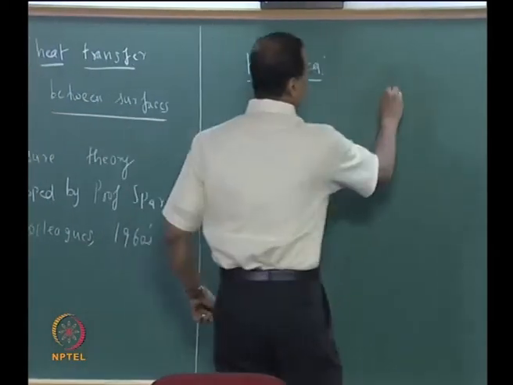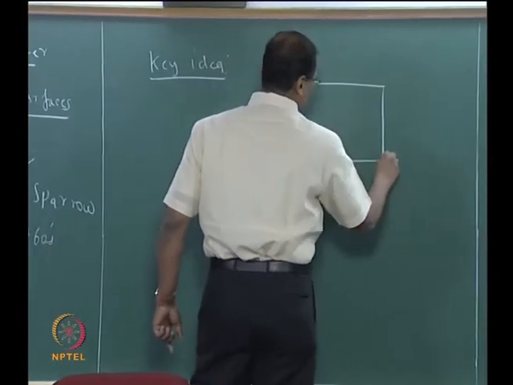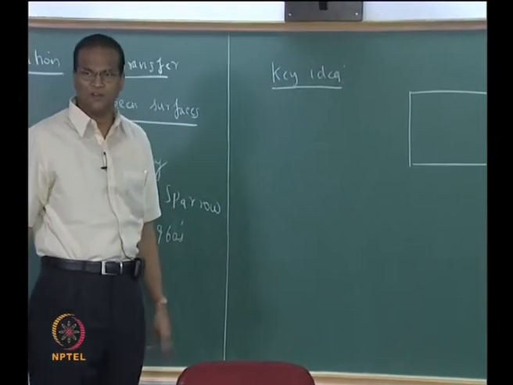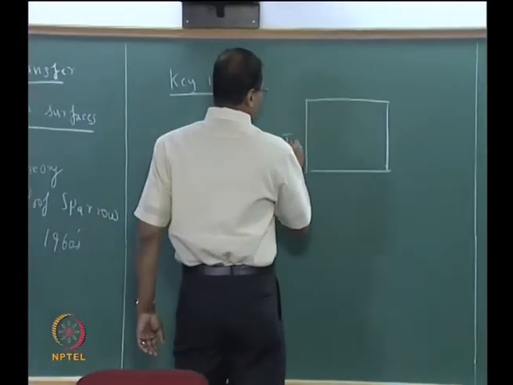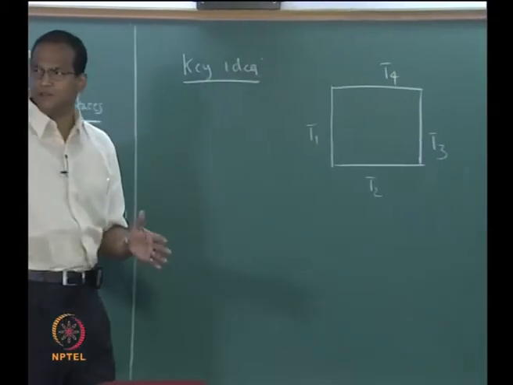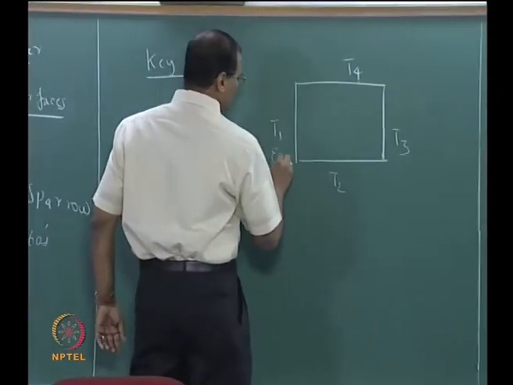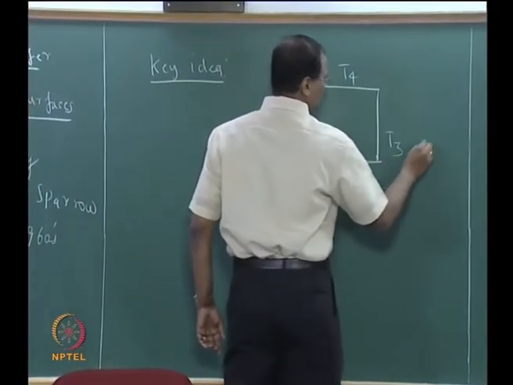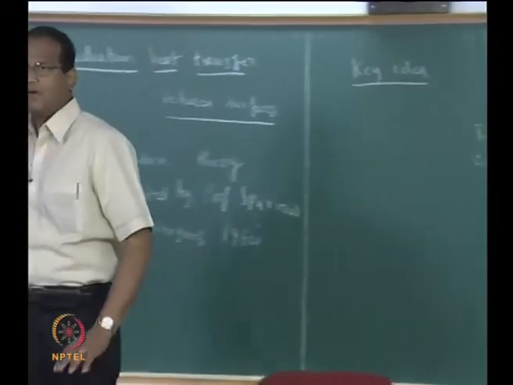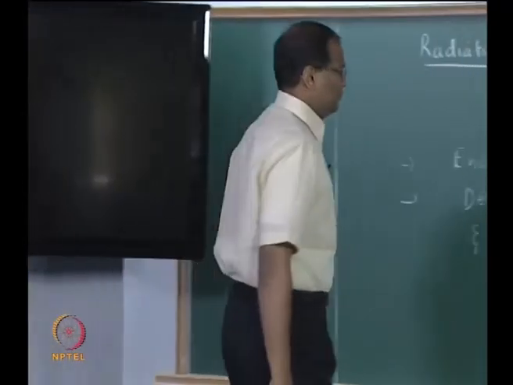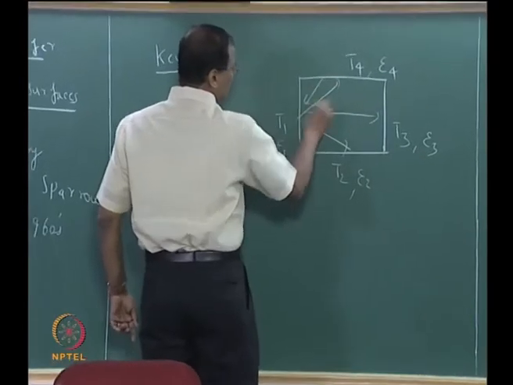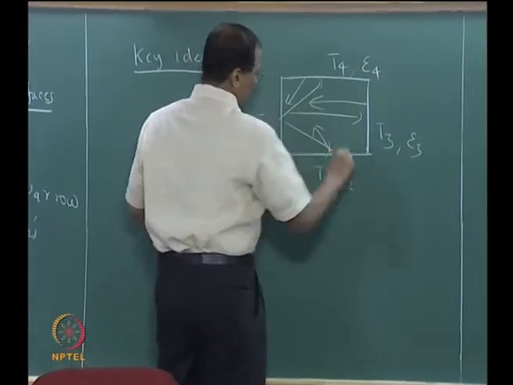Suppose there is a furnace, and I am looking only at the sectional view; there is a dimension in the direction perpendicular to the plane of the board. Let us consider only 4 surfaces, with temperatures T1, T2, T3, T4, and emissivities. Radiation from this surface can go here, here, and here. Radiation from this surface can come, this surface can come, and this surface can also come.